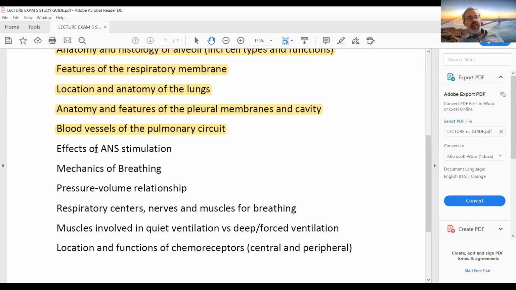I'd mentioned that the autonomic nervous system, one of the targets for that is the respiratory system. And of course, you should know really the primary effect is on the bronchioles. You should know what the two different branches do.